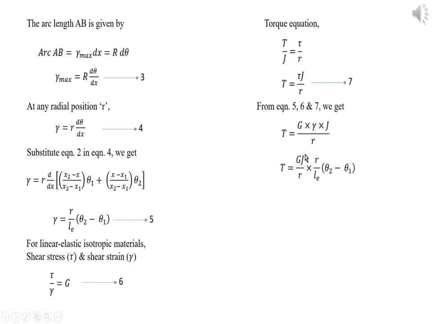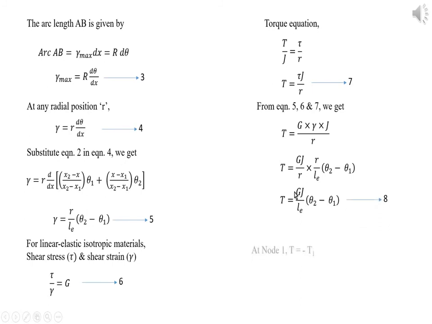Next, T equal to GJ by R. Replace the value of gamma from equation 5, that is R by LE into (theta2 minus theta1). Cancelling R, we'll get T equal to GJ by LE into (theta2 minus theta1). Let me call this equation 8.